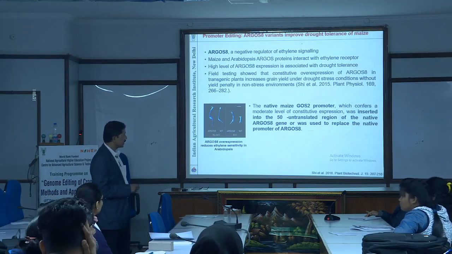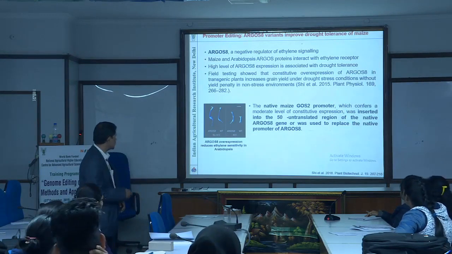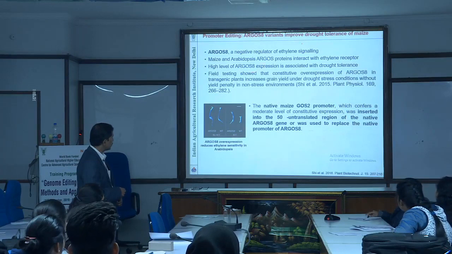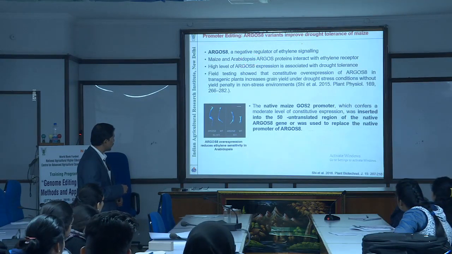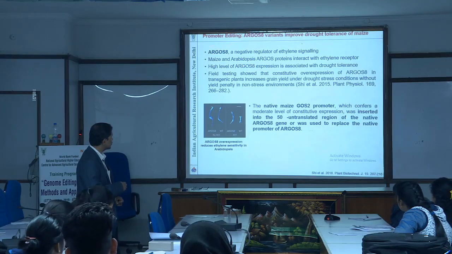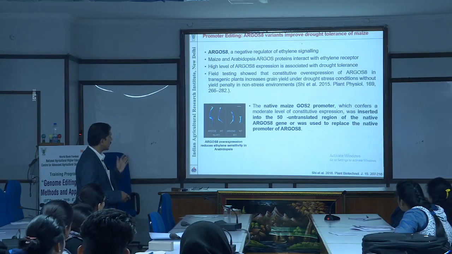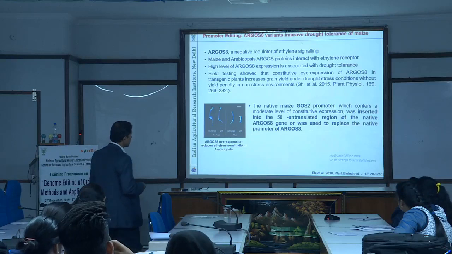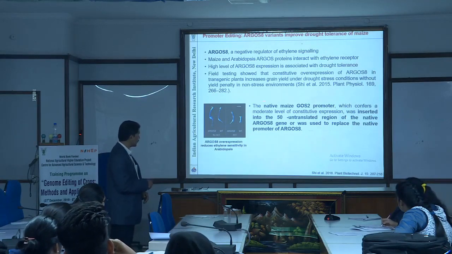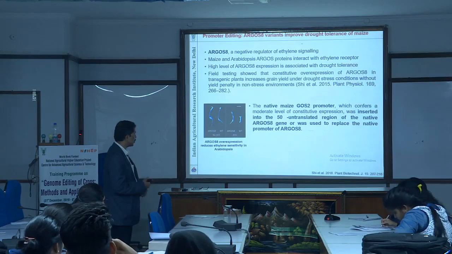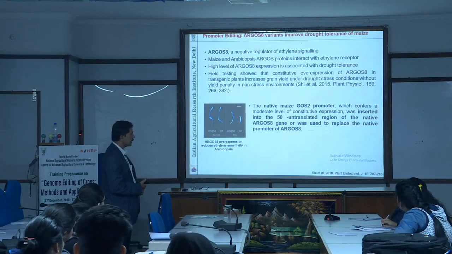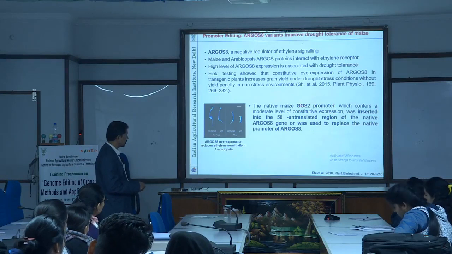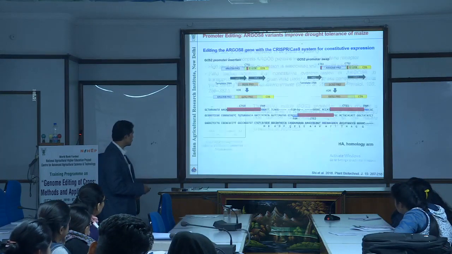The ARGOS8 gene, initially studied in Arabidopsis, has a low expression level. That's why they wanted to enhance the expression of this ARGOS8 gene constitutively, so that a high level of ARGOS8 can regulate ethylene signaling and inhibit the ethylene pathway, producing better performance under stress conditions. For that, they needed a promoter which is not very strong, otherwise the entire ethylene signaling may be inhibited. So they selected a promoter. This study was conducted in maize. They selected the GOS2 promoter, which has moderate expression.